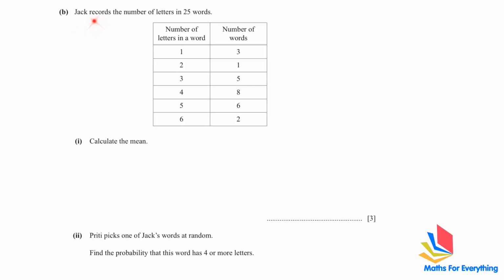Part B, Jack records the number of letters in 25 words. These are the number of letters in a word and these are the number of words. We have to find the mean. To find the mean, you have to multiply the number of letters in a word with the number of words. That is the frequency. 1 multiplied by 3, 3. Each one we multiply and then we are going to add this.